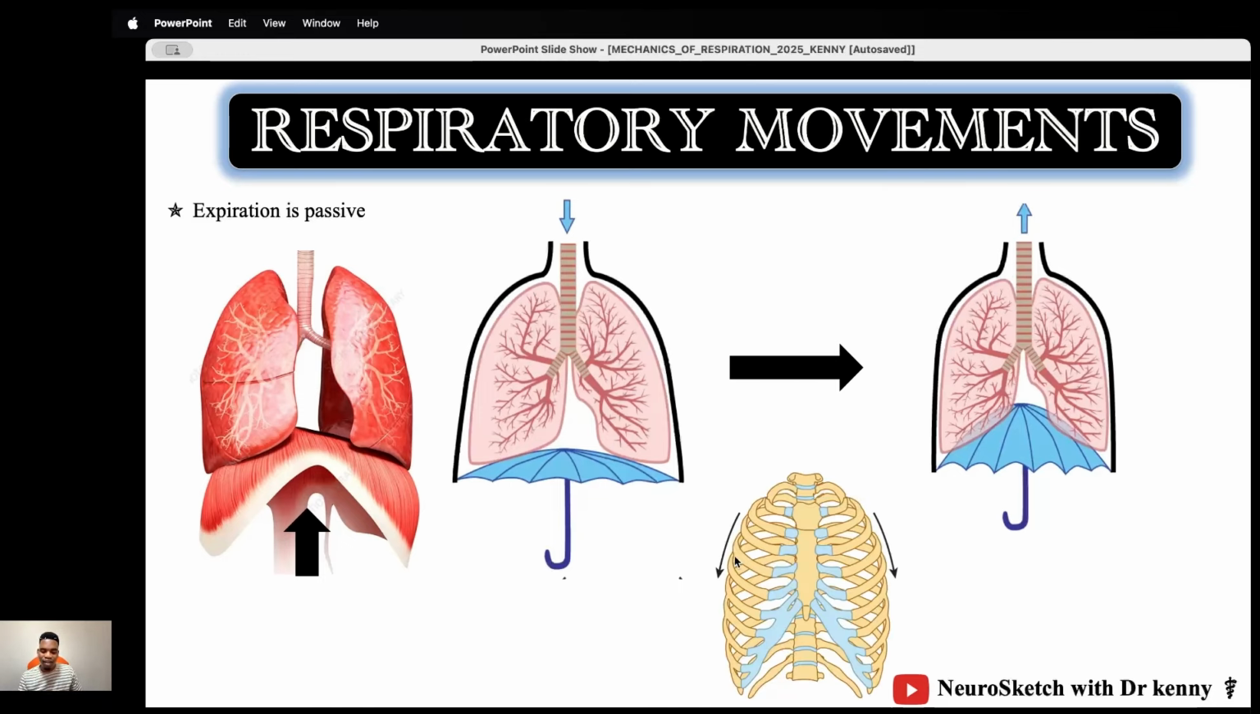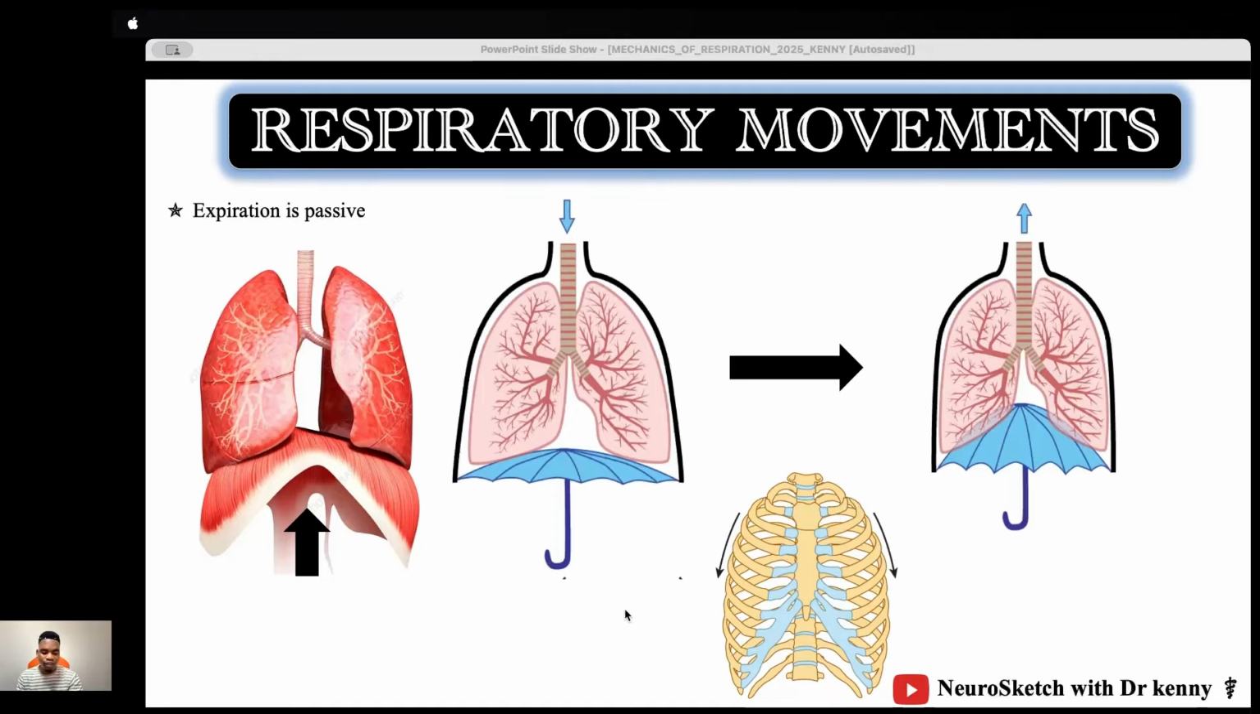Same applies. We had the elevation of the rib cage by the pump handle and the bucket handle, but the recoil of those mechanisms results in a decrease in the volume of the thoracic cage, meaning the pressure now builds up and then air goes out in the process known as expiration. So expiration is mainly a passive process, but we also see there are some muscles that are contracting to bring about expiration, but mainly it is a passive process as compared to inspiration.